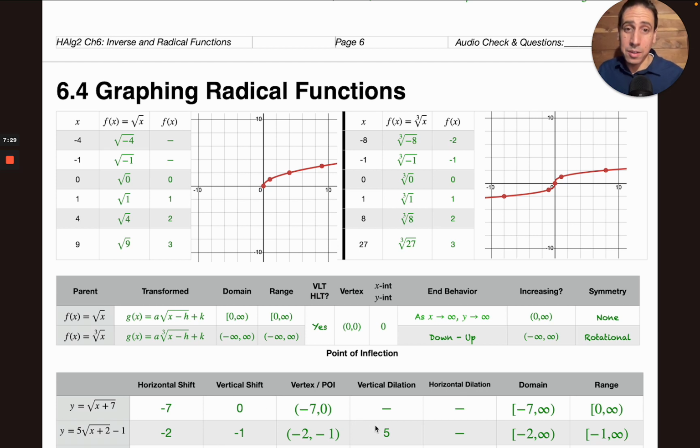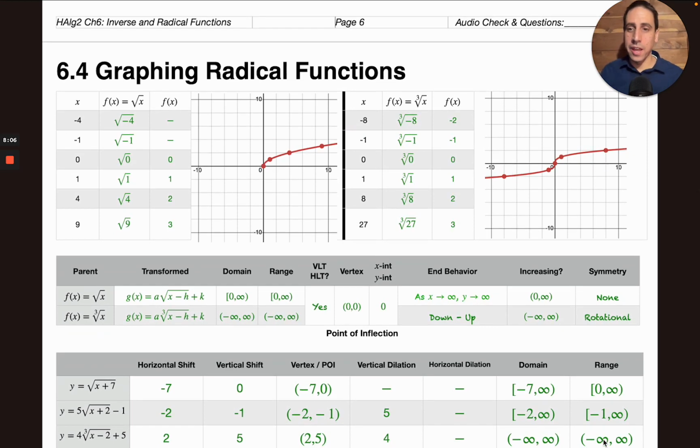Plus, on top of that, it's going to be vertically dilated. It's going to be stretched. It's going to be 5 times as steep as it normally would be. All the y values get multiplied by 5. So, what does that mean? That means that the new domain, because of the horizontal shift, you have a new lowest x value. It's -2. It used to be 0, but because of the horizontal shift, the domain is -2, infinity. And the range, you have a new lowest y value because you can subtract 1 right here. The vertex is now down to -1, so the range is from -1 to infinity.